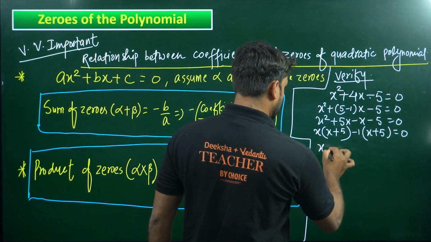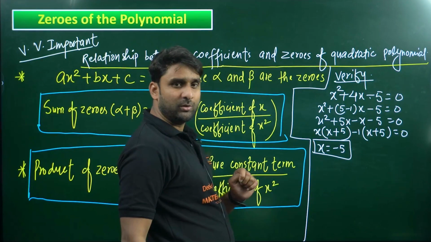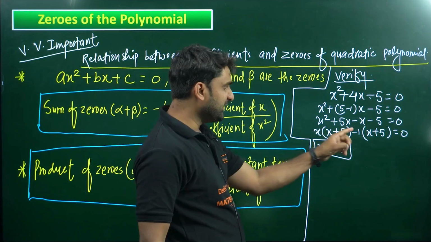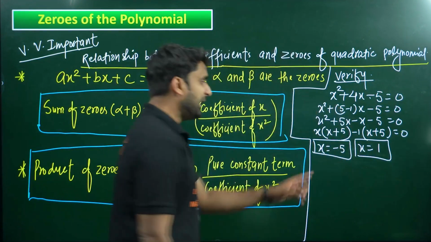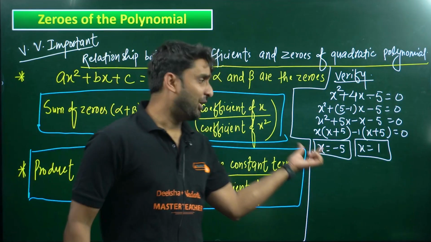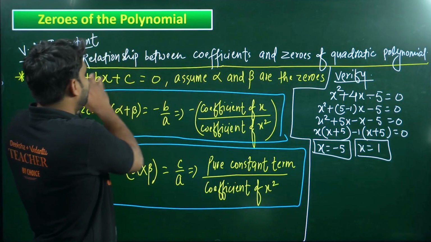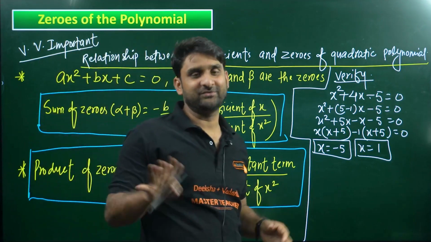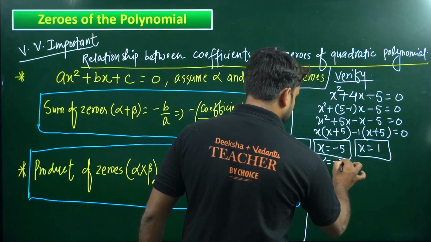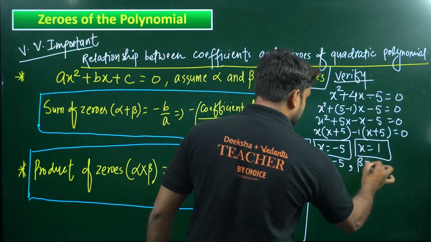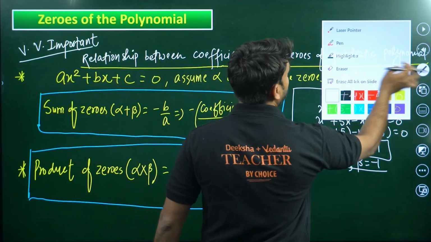So we have two values. By taking the first bracket x plus 5 equal to 0, and by taking the other bracket x minus 1 equal to 0, x will be 1. We have two zeros. Initially we assumed alpha and beta because the zeros of this quadratic were unknown. But here they are known. So alpha is minus 5, and beta is 1.